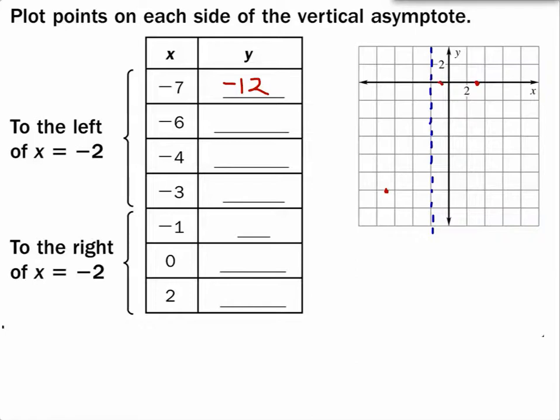Then you throw in negative 6 for x. That gives you negative 11.3-ish. So negative 6, negative 11.3-ish. Negative 4 becomes negative 10.5. Of course, your calculator will help you do this a little nicer, if at all possible. And then negative 3, the interesting one: negative 3 gives negative 12. So we go to negative 3 and negative 12.